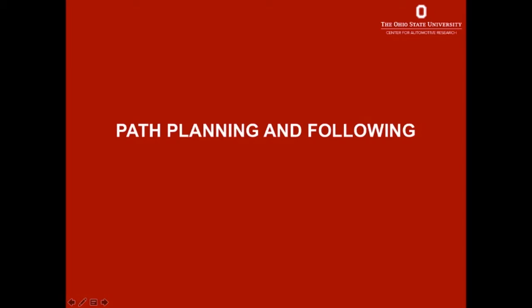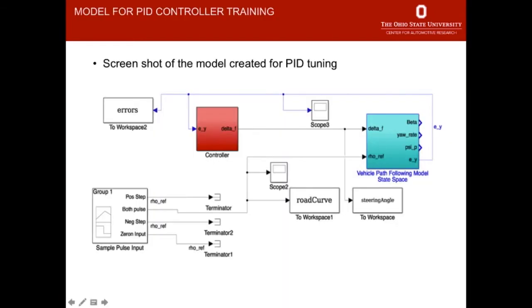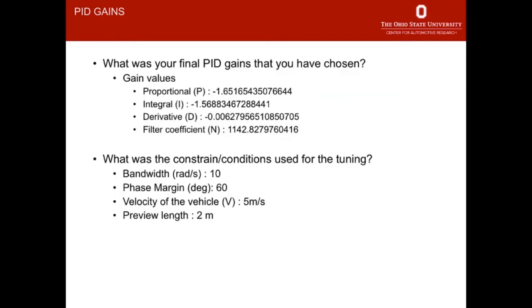My part in the project is path planning and following. This is the model created for PID tuning, and it was part of a previous homework. I set the constraints and conditions as you can see below, and I obtained the PID gains from that model.